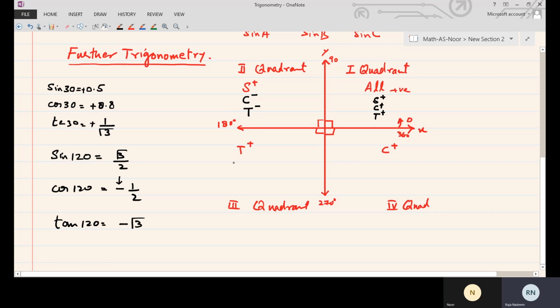negative answer. Okay, when we come to the third quadrant, in the third quadrant only tan will give you a positive answer, sine is negative and cos is negative. Likewise in the fourth quadrant, when cos is positive, then the other trigonometrical ratios will give you a negative answer.